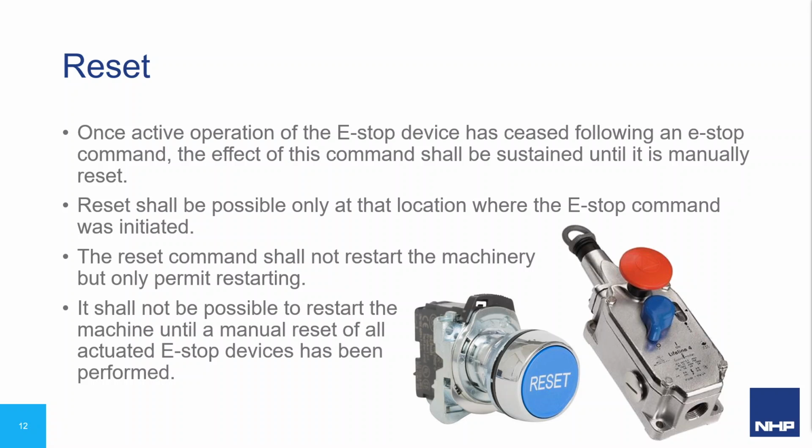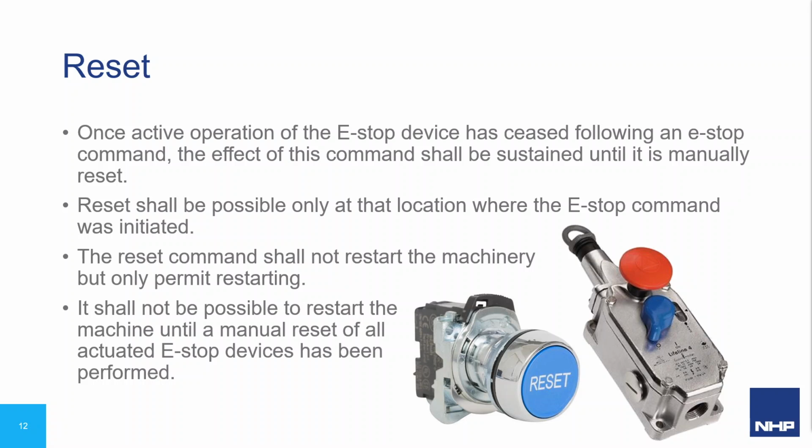When the e-stop is reset, the machine should not start up automatically. It requires manual intervention to start the machine after an emergency stop command has been given. Depending on the risk assessment of the machine, the safety control system may require another manual reset button on top of the reset of the actuator itself.